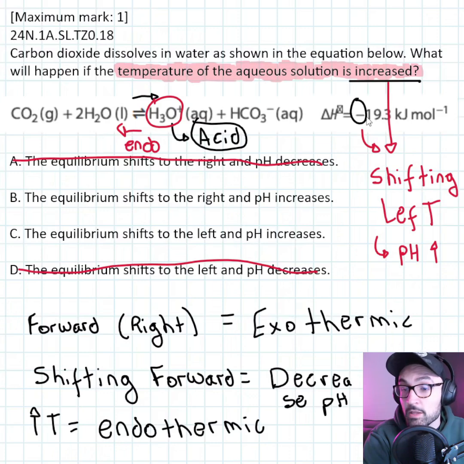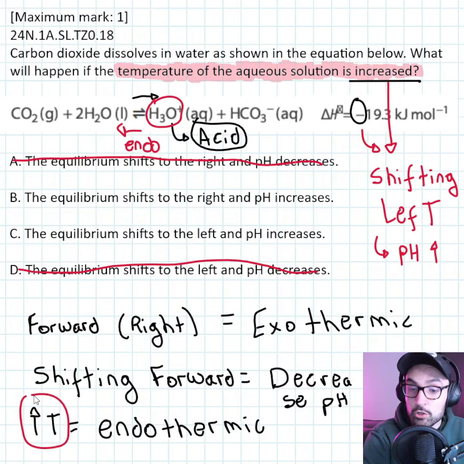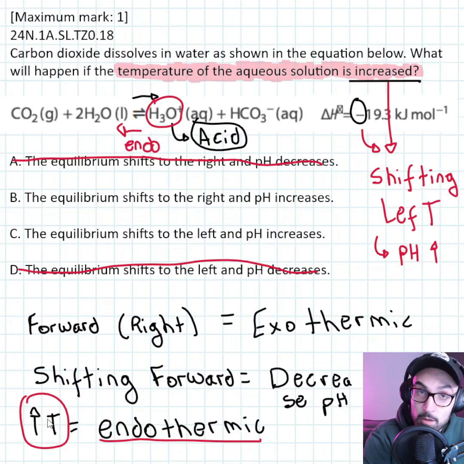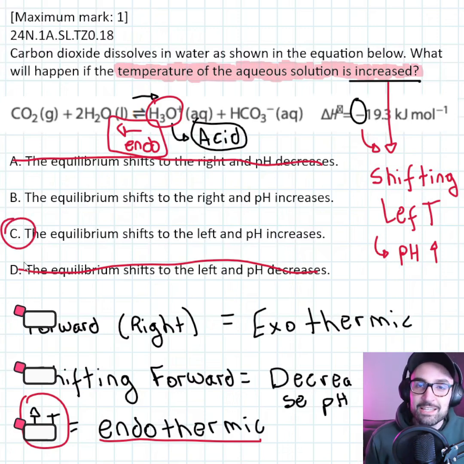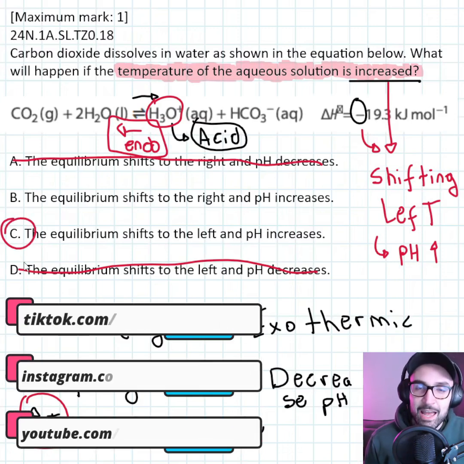The sign of the delta H is negative, which means that our forward path is exothermic. And we also know that increasing the temperature every time, write this down, always shifts the equilibrium towards the endothermic path. So increasing the temperature in this case will shift our equation to the left. Alternative letter C.